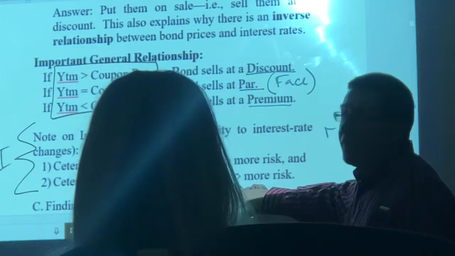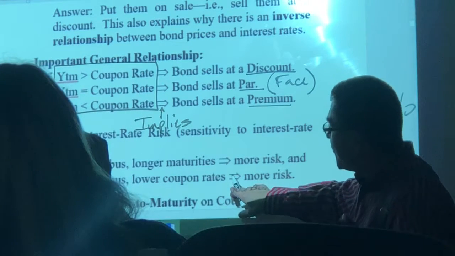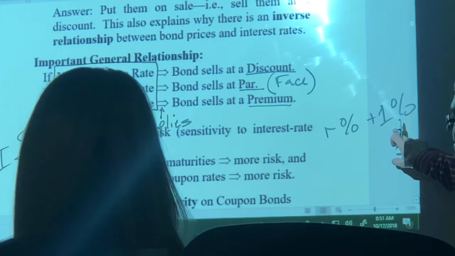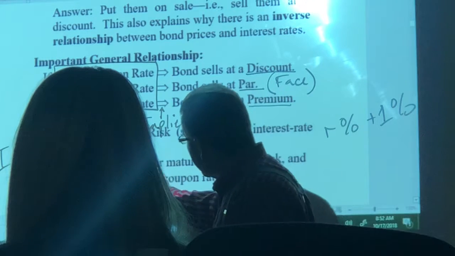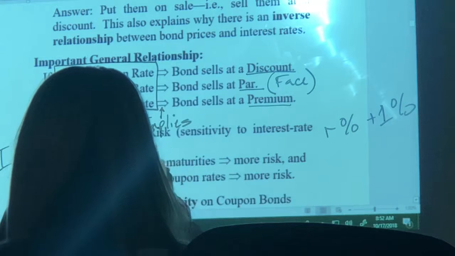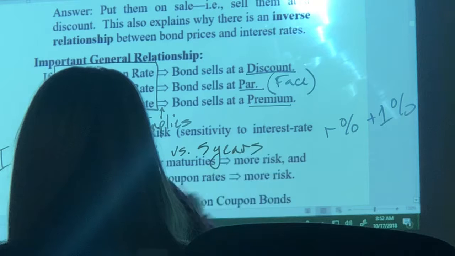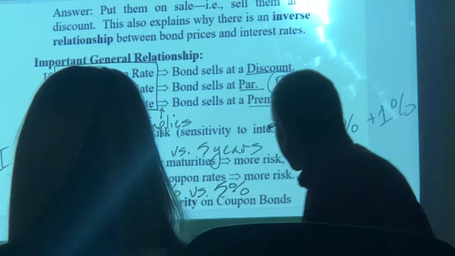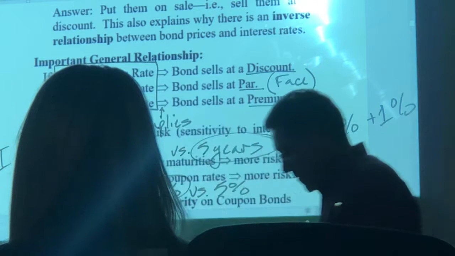A bond with a 3% coupon rate versus a bond with a 5% coupon rate, for a 1% increase in interest rates, its price is going to fall more. So longer maturities, so let's say 3 years versus 5 years, 3% versus 5%. So this one has more risk, this one has more risk.